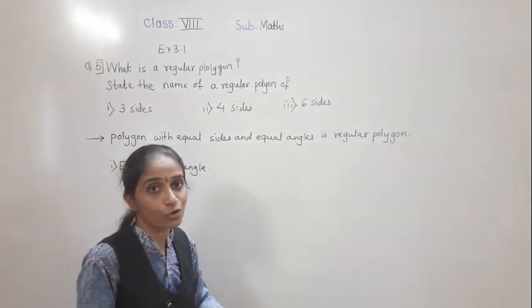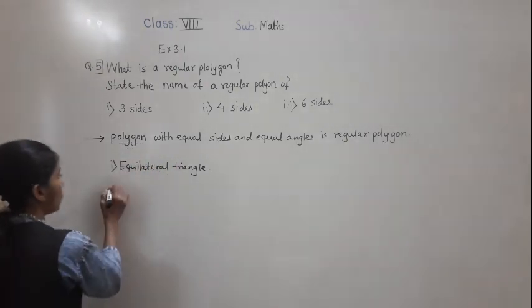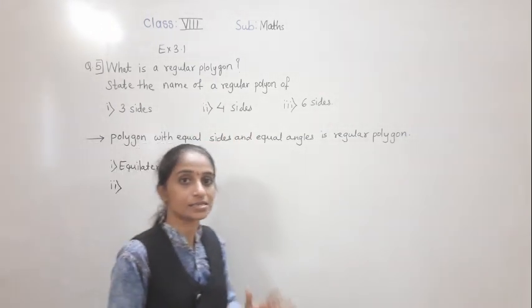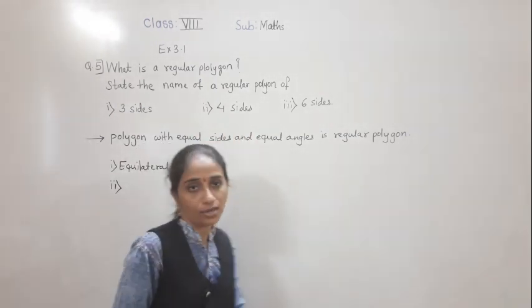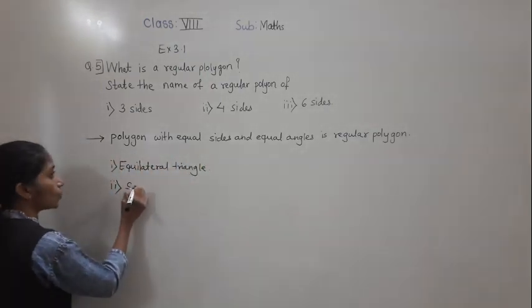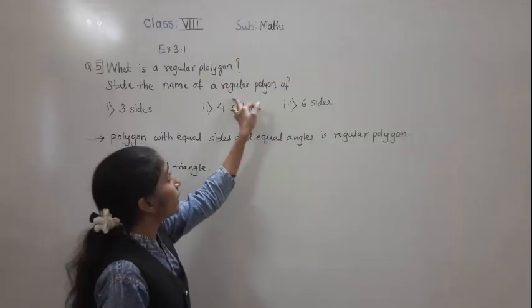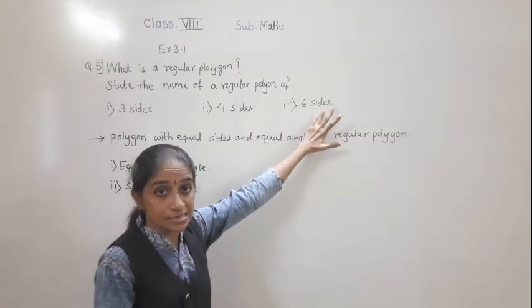The regular polygon with 4 sides is the square. Yes, square. For the second one, what will come? Square. A square has all the sides and all the angles equal. So which polygon will come? Square. Okay. Now we have to find the regular polygon with 6 sides.